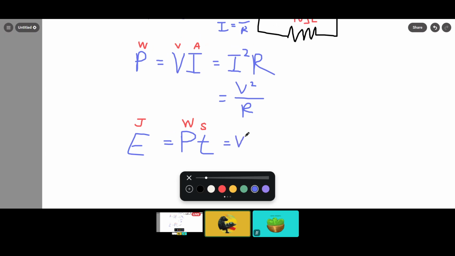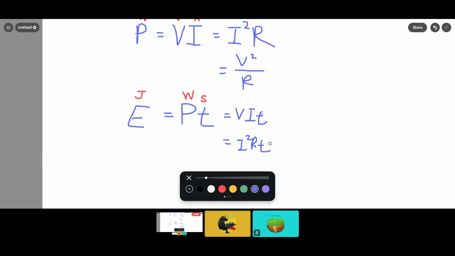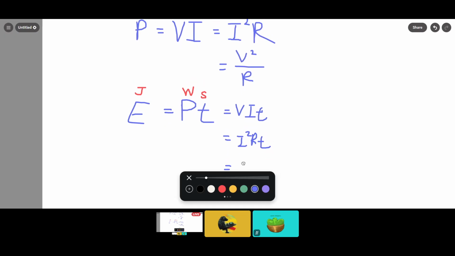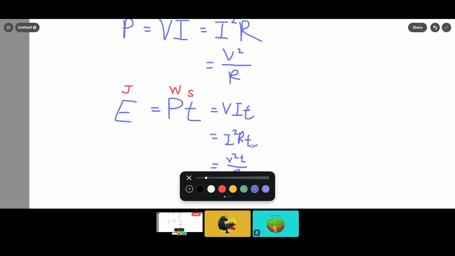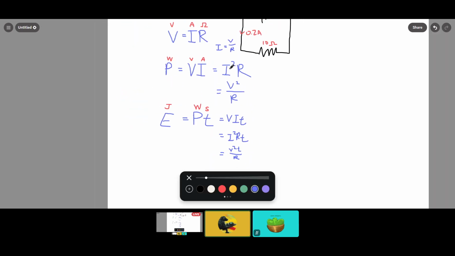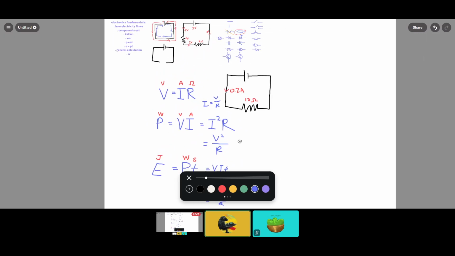We can say E equals VIT. I'm just replacing P now, and then we can use all these other expressions here. So it can also be V squared T over R. It can also be this, yeah. And these different expressions will actually come in handy for some specific questions.